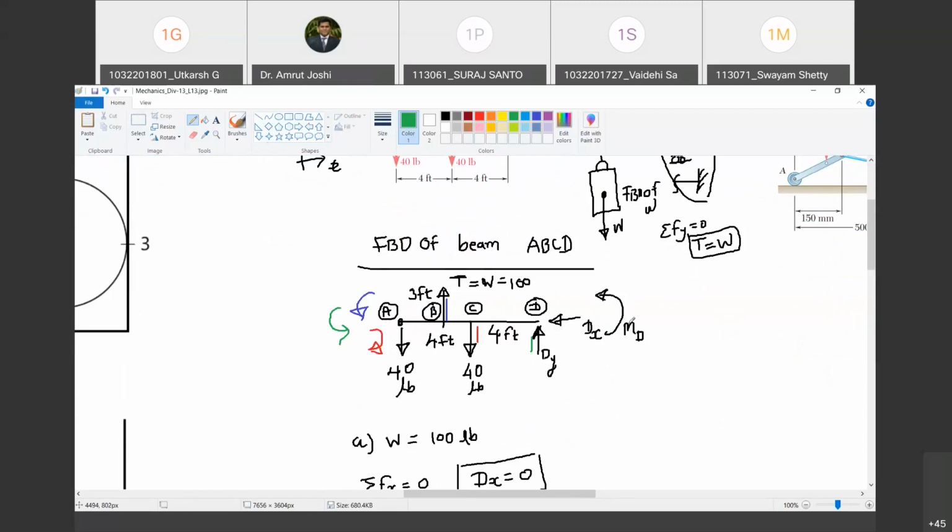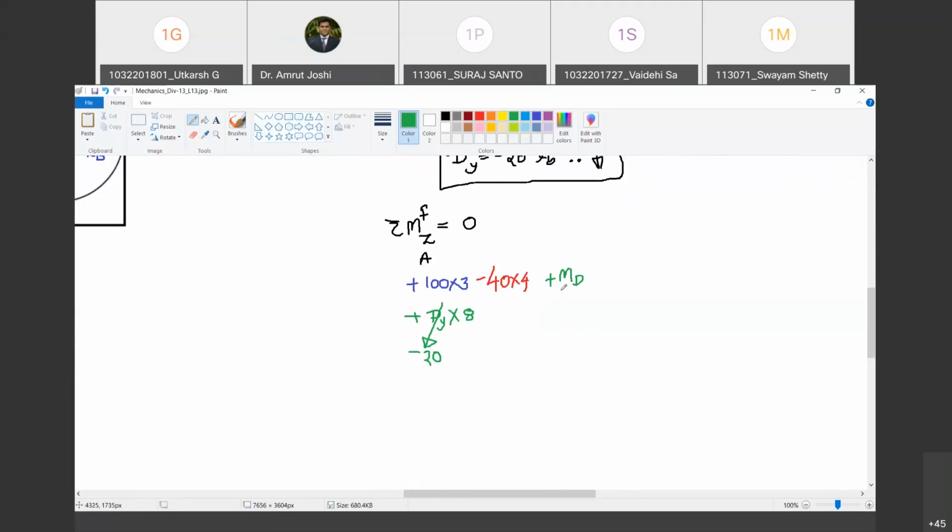As it is a moment, you should not multiply it by distance again. That is the mistake most of the students make. Force multiplied by a perpendicular distance is moment, but this already is in terms of moment itself. It is a moment. We need not multiply it by distance. So now this is plus MD and this ought to be equal to 0.